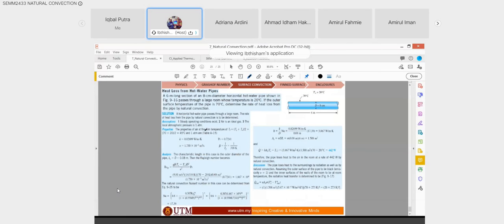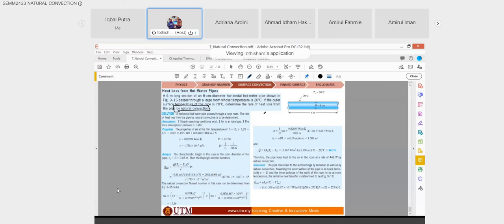Right, let's look at one example. A very basic one. We have a horizontal hot water pipe. Ambient temperature is 20, 70 on the surface. Determine the rate of heat loss by natural convection. So for natural convection, for sure there's going to be a Rayleigh number calculation.